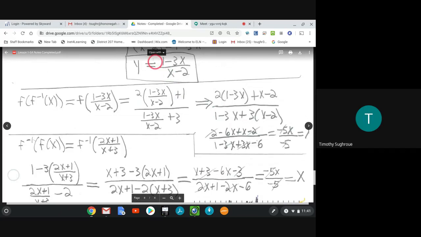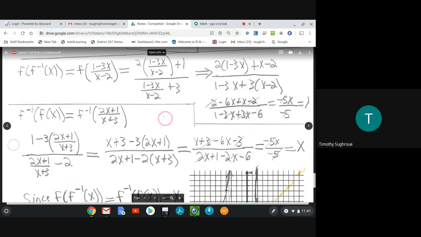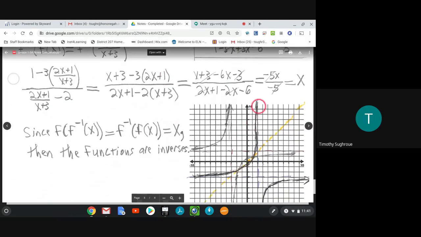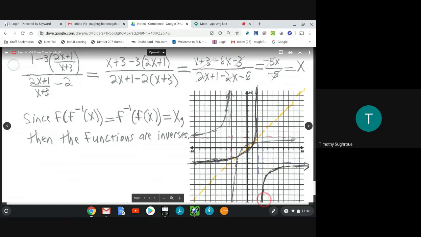Remember the inverse function, 1 minus 3x over x minus 2. It has a vertical asymptote at x equals 2 and a horizontal asymptote at y equals negative 3. So it looks like this. It's the darker one. And I dot that in. They are mirror images. It's a little bit more confusing to see this because there's a lot going on in these graphs.